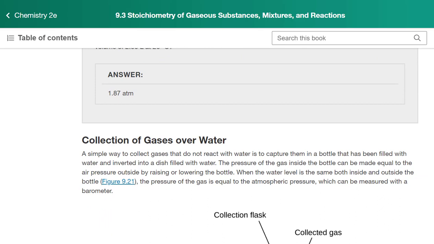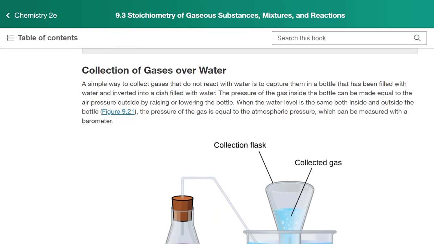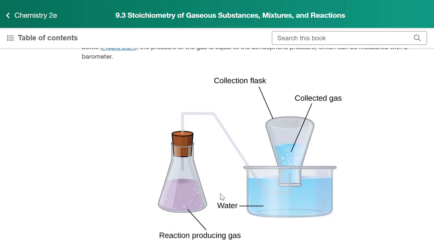Okay, so now I want to talk about an example of why the partial pressure idea matters, and that's a collection of gases over water. This is when we do an experiment in the lab. This is the means we have for finding out how much of a gas we have, so it's very relevant in terms of experimentation. How this works is you have a reaction that is creating a gas. That gas is then basically bubbled through some water and then collected in a flask over the water.